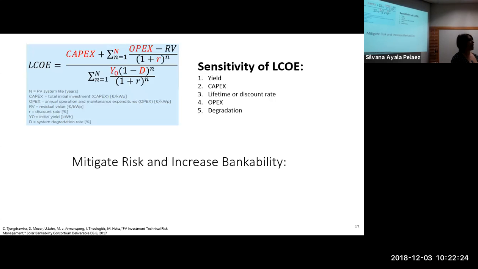And this will increase the bankability of bifacials. Bankability means how profitable they are. The people will want to buy in. It makes sense to invest in them. So to do all of this, we need more accuracy. We need to prove this technology better.